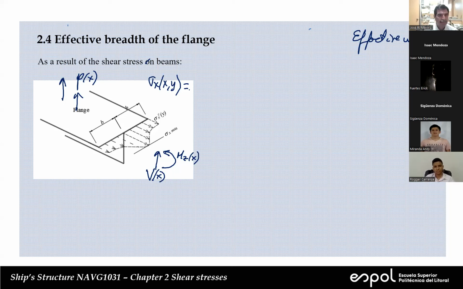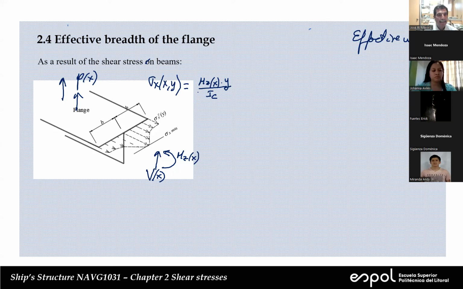The moment times Y over inertia. Exactly. So that's Mz of X, Y divided by the inertia I sub C. There's something that we're missing here, Mr. Villalba. The sign. Yes, the sign. Don't forget that.